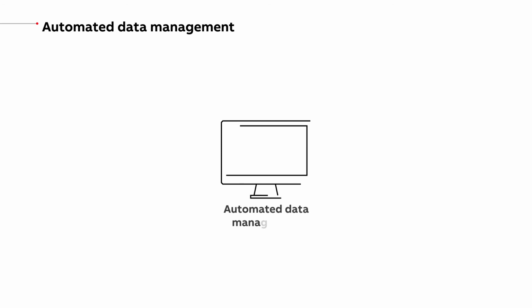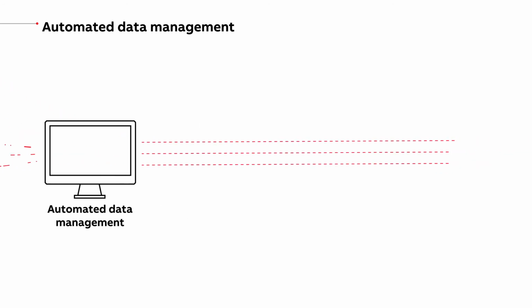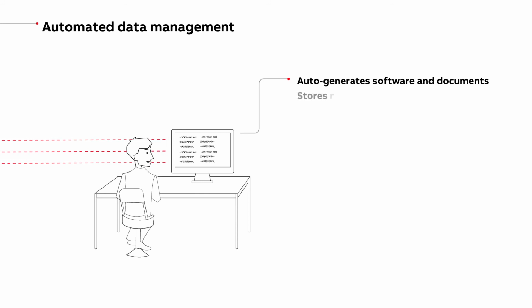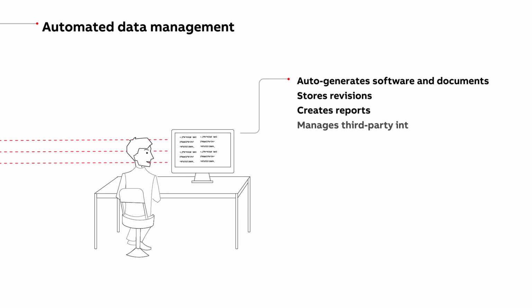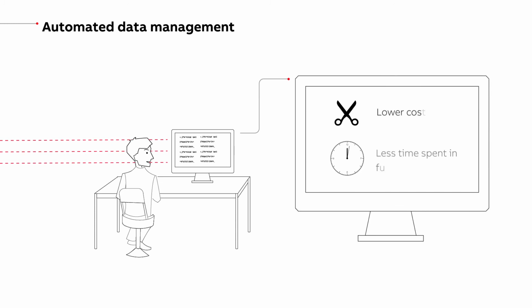Automated data management converts project-specific data from a variety of sources into a common data format. It auto-generates application software and project documents, stores multiple revisions of data design, creates reports, and handles all aspects of managing the integration of third-party subsystems. All of which helps eliminate many of the labor-intensive manual tasks, minimizing human error, and directly leading to lower costs and less time spent in functional testing.